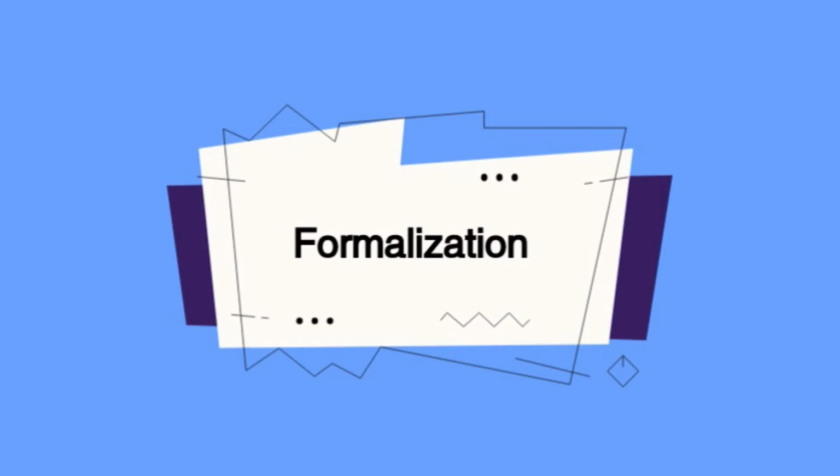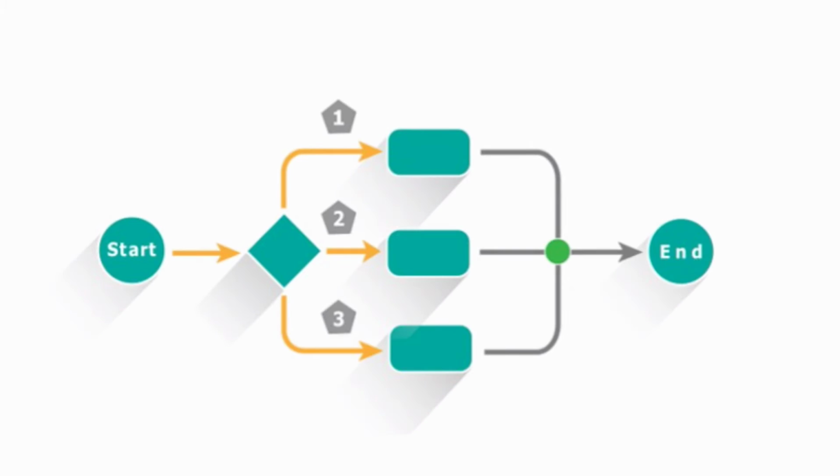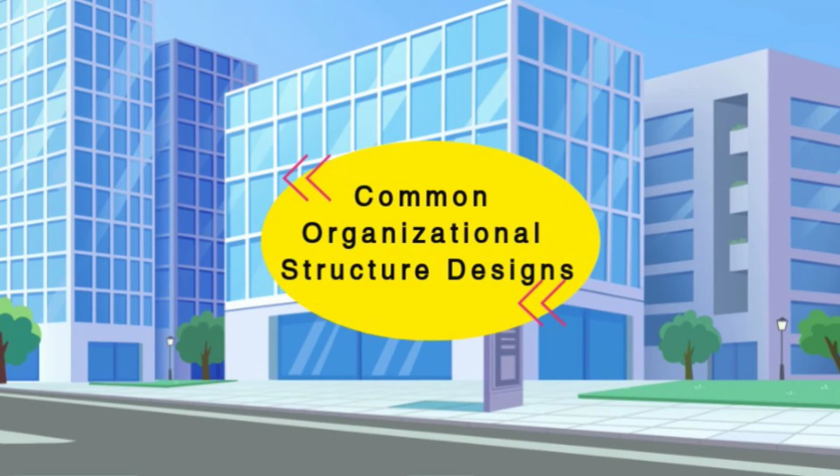The last one, which is the sixth one, is formalization. This is the degree to which jobs within the organization are standardized. If the job is highly formalized, then the job incumbent has a minimum amount of discretion over what is to be done, when is to be done, and how an employee should do it. So those were the 6 key elements of organizational structure.